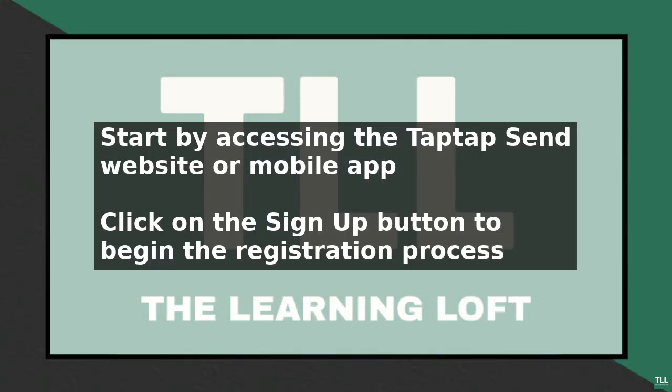To sign up for Taptap Send, start by going to the Taptap Send website or downloading the Taptap Send mobile app from the Apple App Store or Google Play Store. Once you have accessed the website or opened the app, click on the Sign Up button to begin the registration process. You will be asked to provide some basic information, including your name, email address, and phone number.